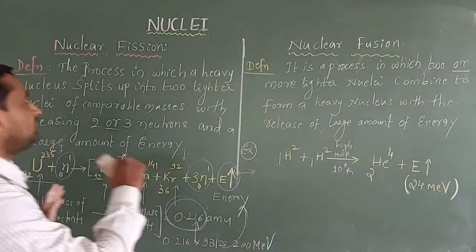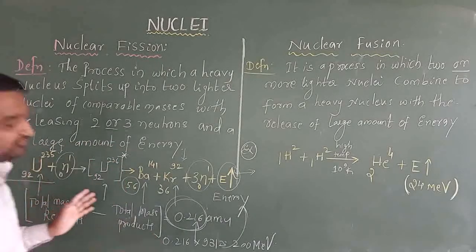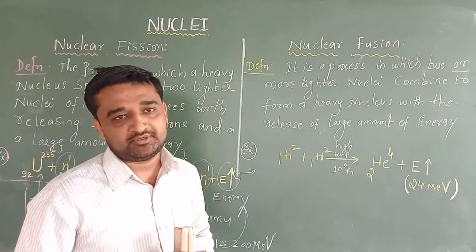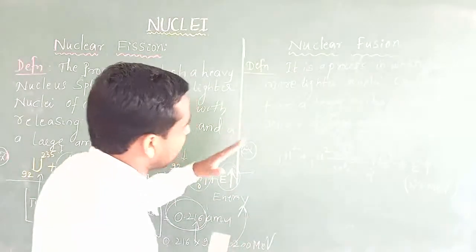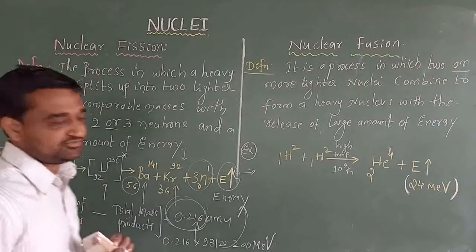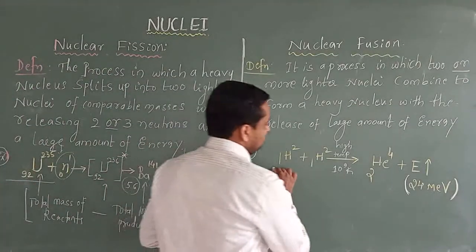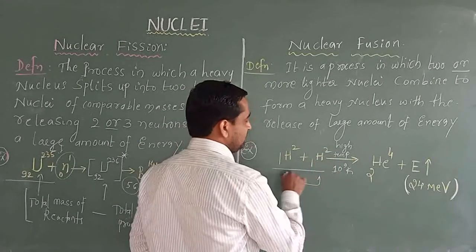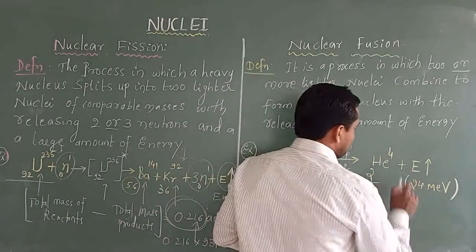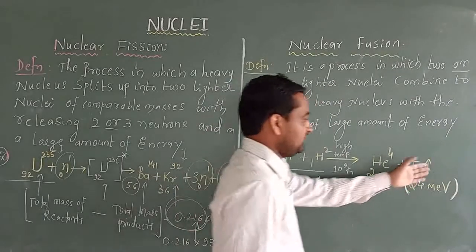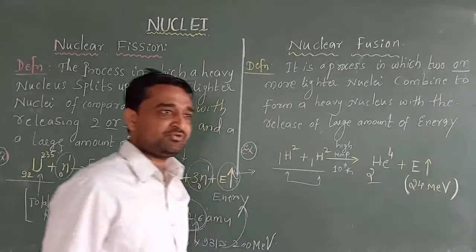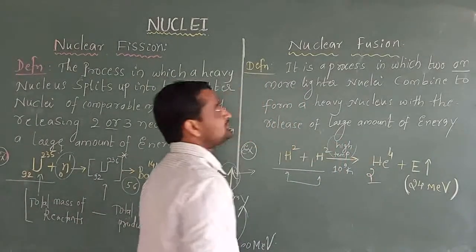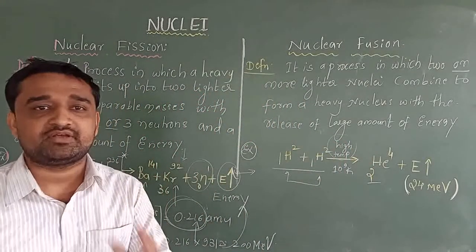So the nuclear fission and nuclear fusion processes take place mainly to attain stability. That is the important point. To attain stability, nuclear fission and nuclear fusion processes take place. So 1H1 is hydrogen, 1H2 is deuterium. Two deuterium nuclei are combined to form helium-2,4 with the release of a large amount of energy. Again, one more important point here: to occur this process, high temperature is required.